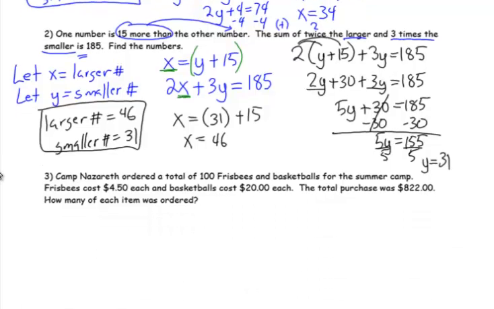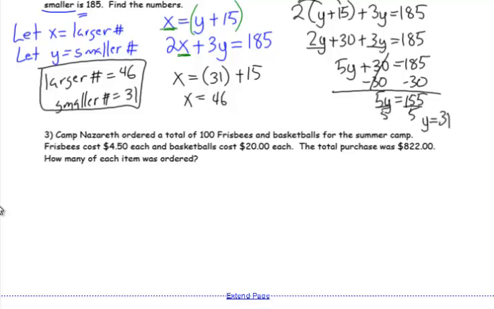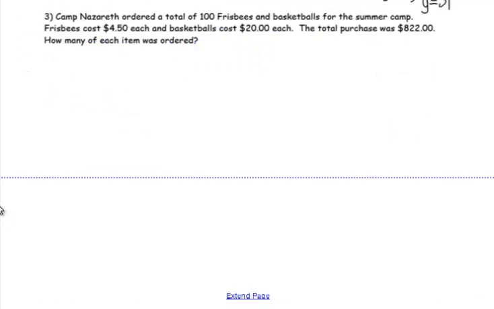Okay, gang, I'm back. Moving on to number 3 here. As we read this, Camp Nazareth ordered a total of 100 frisbees and basketballs for the summer camp. Frisbees cost $4.50 each, and basketballs cost $20 each. The total purchase was $822. How many of each item was ordered?